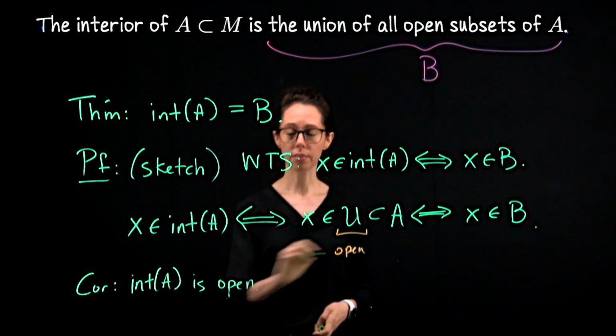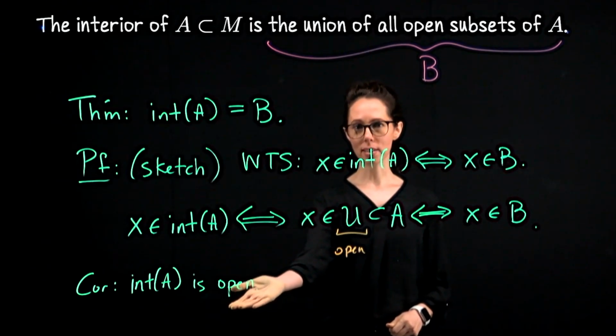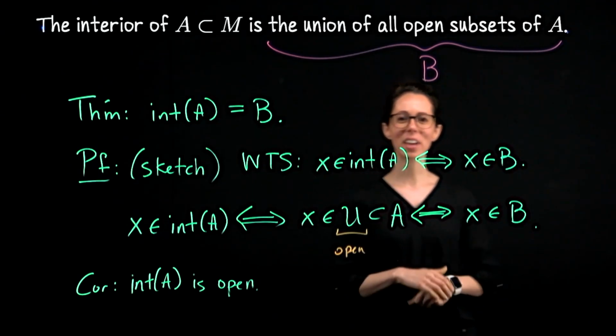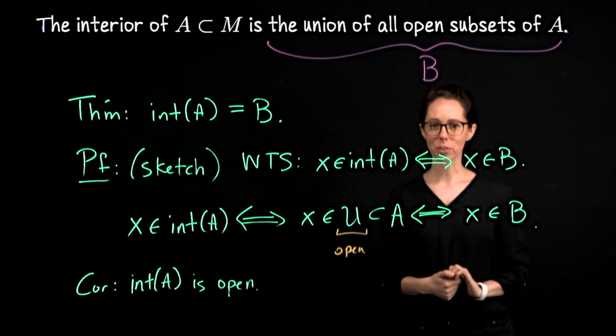Something we did observe with the 5 examples is that all of those interiors were open. We've now shown that because any union of open sets is open, including this one. Okay, so let me step aside. You can finish thinking through this, and then I have one more result to establish.